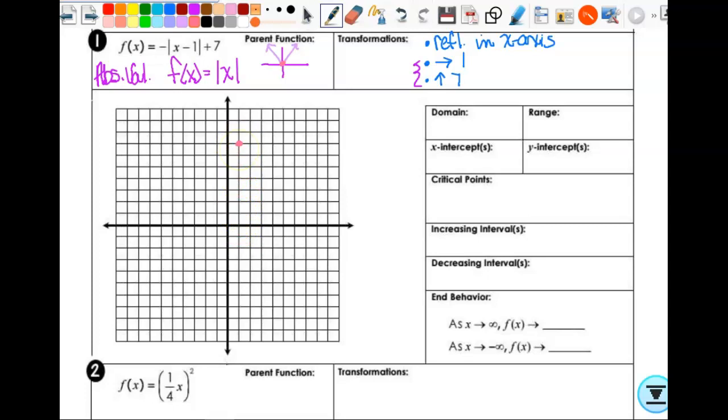Notice what would happen if I did my translations first. If I went to the right 1 and up 7 and then reflected in the x-axis, this point would end up down here, and that's wrong. That's why I have to do all the other stuff first.